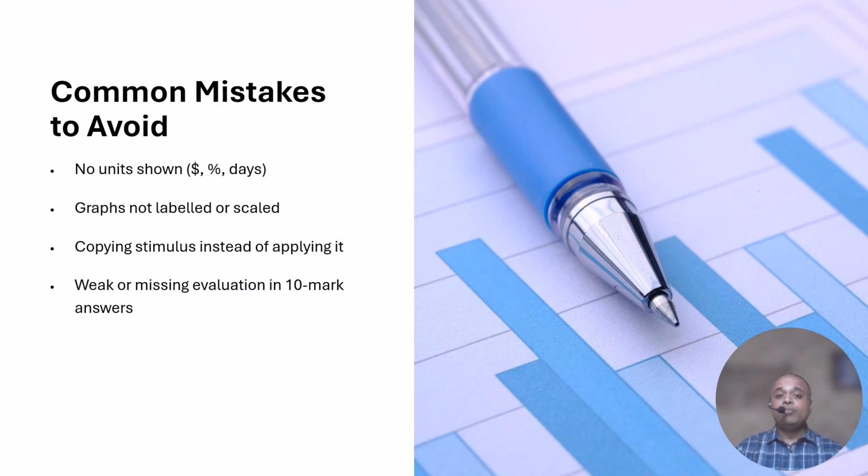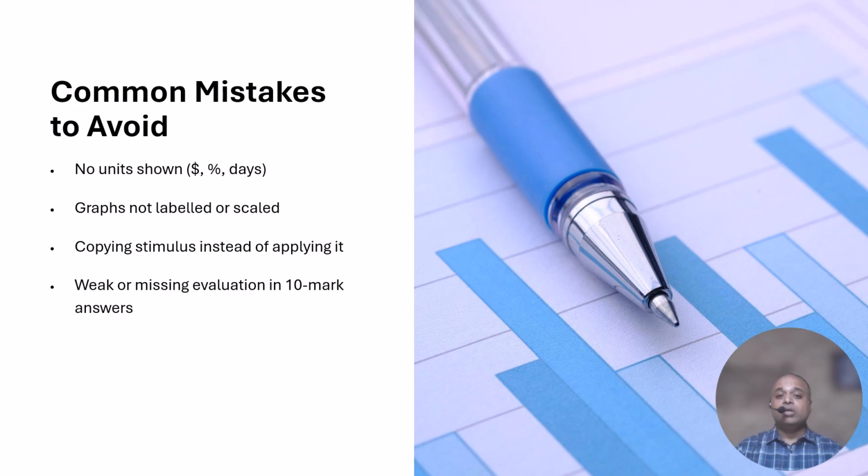Fourth, copy pasting from the stimulus. Don't just quote the case, interpret it. For example, if the business's fixed costs are high, what does that mean for break even? Show the thinking. And finally, in 10 mark responses, missing or weak evaluation is a huge issue. Examiners want to see a conclusion, a judgment, a consideration of limitations, something that shows critical thinking. Without it, you are stuck in mid band.